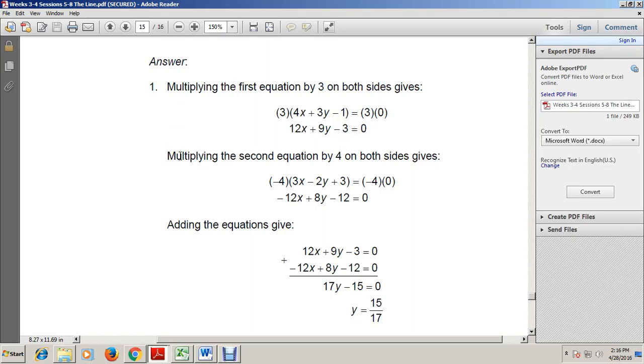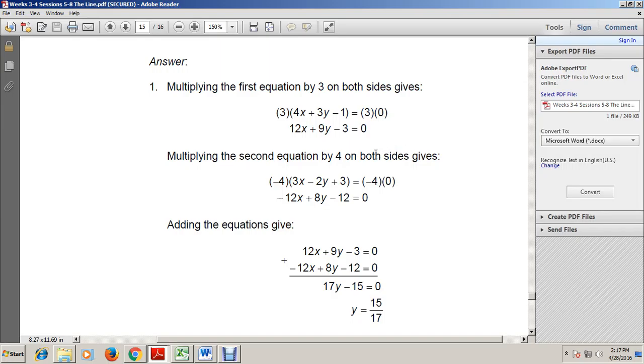The second step is to multiply the second equation by 4 on both sides. This is not actually 4, but instead of 4, we have negative 4. So this becomes negative 4 times 3x, negative 12x, negative 4 times negative 2y, this is positive 8y, negative 4 times positive 3, this becomes negative 12, and of course this is 0. Kindly correct the typographical error: multiply the second equation by negative 4 on both sides.